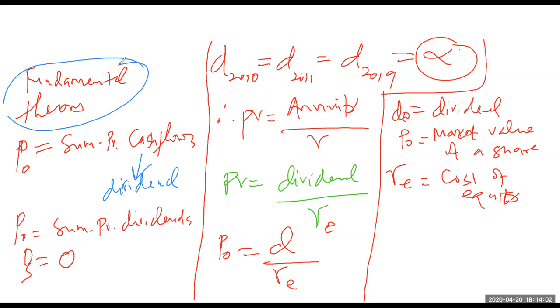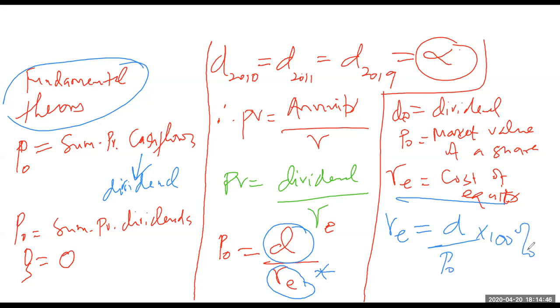Going back to the fundamental theory of valuation, the market value of an equity share is equal to the dividend D divided by RE, the cost of equity. The main point of discussion was how to get the cost of equity. If you know the market value of the equity share and the dividend the company normally pays, you can get the cost of equity by making RE the subject of the equation. So RE is the dividend D naught divided by the market value of that equity share, multiplied by 100%. That's how you get the cost of equity using the dividend valuation model in the case of no growth.